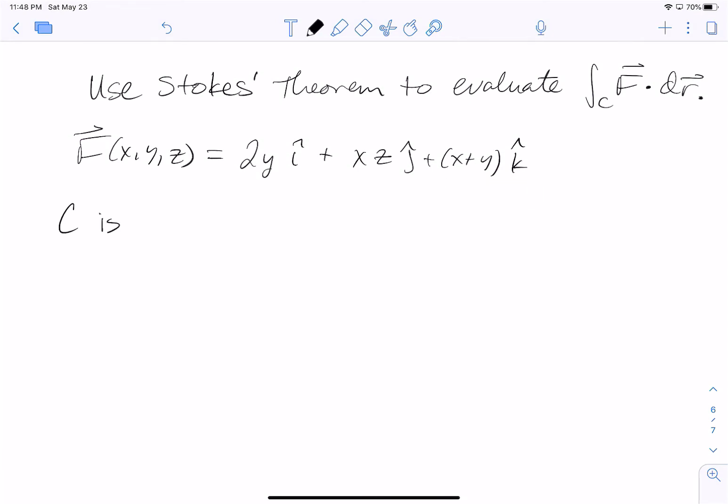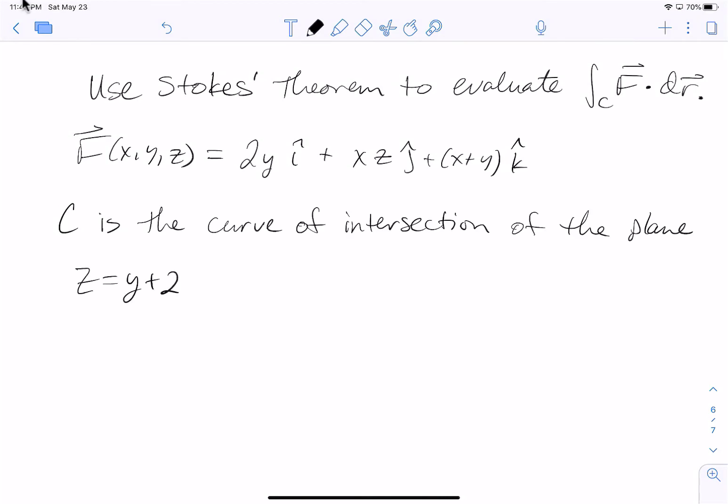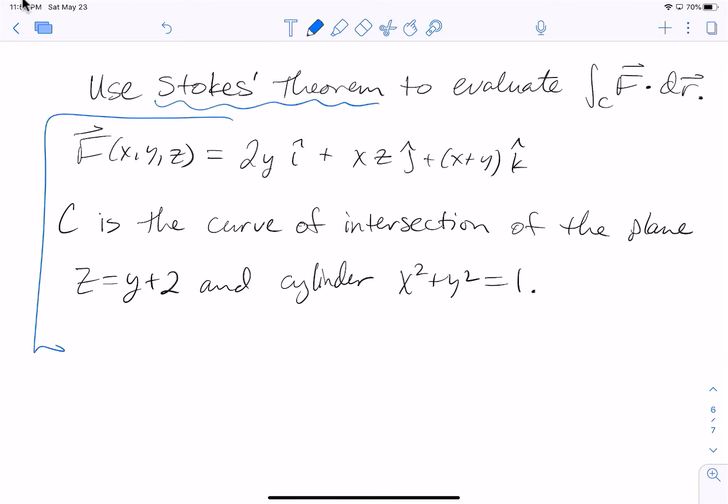C is going to be the curve of intersection of the plane z equals y plus 2, and the cylinder x squared plus y squared equals 1. Now folks, if we were computing the line integral over C of F dot dr directly, then we would need a parameterization for the curve of intersection. But we're going to use Stokes Theorem, which means that we're actually going to find the surface integral over S of the curl of F dot dS.